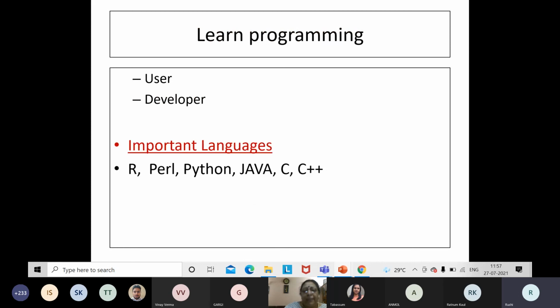Again, since you are just beginning, I believe that many of you are now quite excited and looking forward to going in this field. I will request that even if you are a biologist, even if you don't want to be a full-fledged bioinformatician, learn computer programming. Whether you are a user or a developer, there are some important languages like R, Perl, Python, Java, C or C++, at least one, or if possible more. Try to learn a programming language.